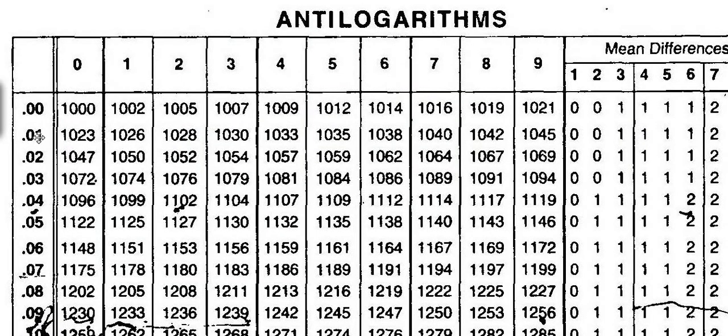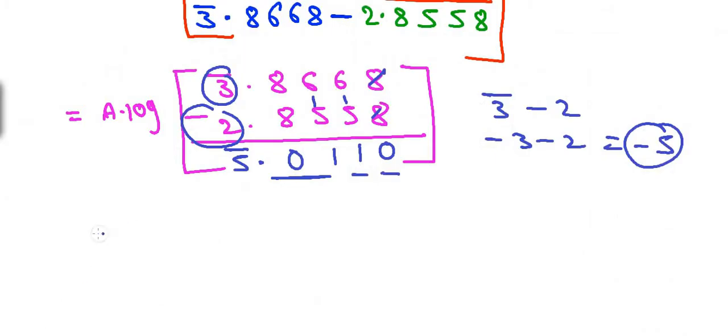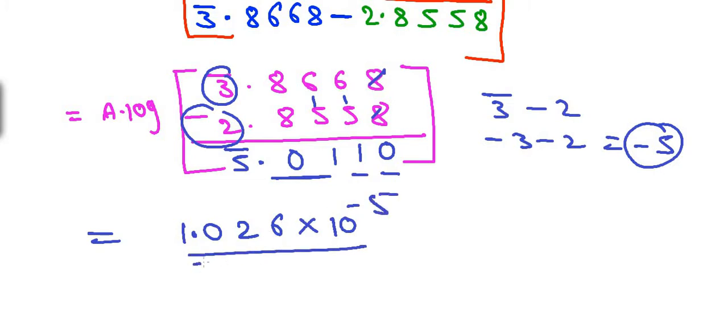Now let us locate 0.01 in the first column. So this is 0.01, 1 and no mean difference. So the intersection is at 1026. So this is equal to 1026. Give decimal after the first digit and raise the characteristic as a power of 10. Since it is bar 5, the power of 10 is 10 raised to minus 5. So this is the final answer.